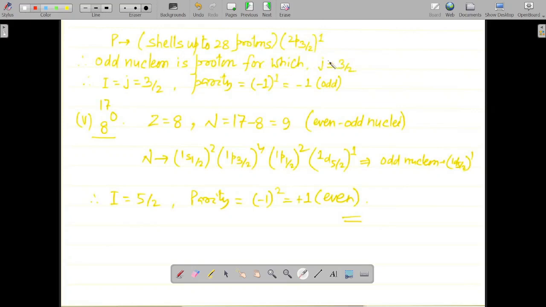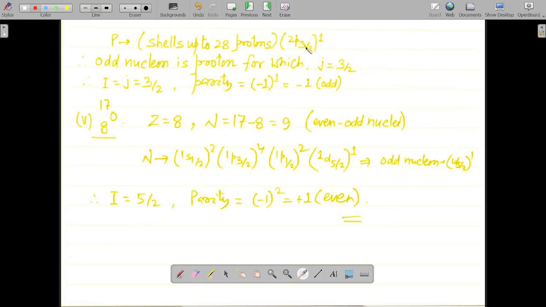You can see that the odd nucleon over here is 3/2. It resides in 2p3/2, so the value of J for that is 3/2. The odd nucleon is clearly a proton, so it is in 2p3/2. So the value of J is equal to 3/2 for this, and the value of I will be equal to J, that is 3/2, because in 2p3/2 the last nucleon, which is the unpaired nucleon, resides.